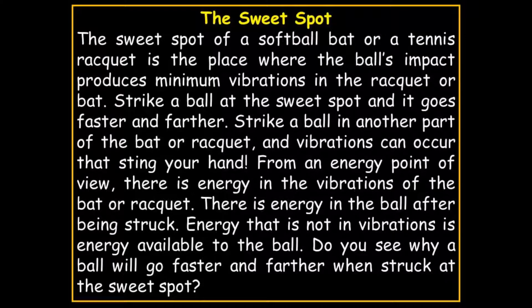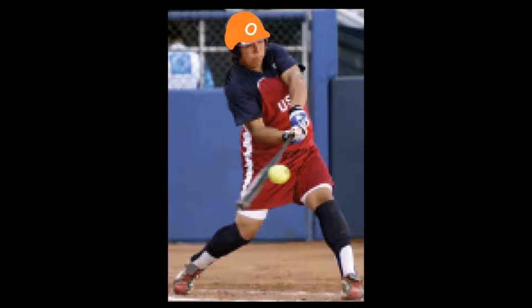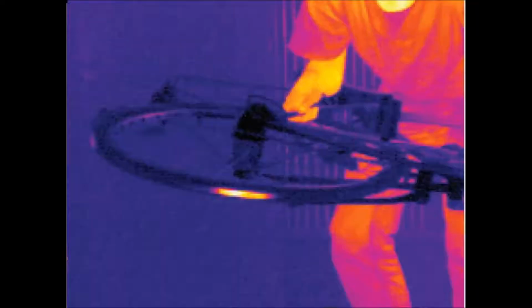The sweet spot of the bat is approximately the center of gravity of the bat. Here's a picture of a softball player hitting the ball at approximately the sweet spot, which is about the center of gravity of the bat. Again, if you don't hear it, that means the less the sound, the less the loss of vibrations, and the faster and farther the ball can go.